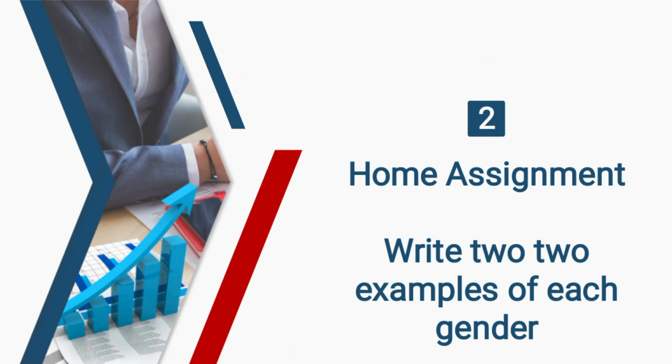Now it's a time for home assignment. In the homework, what you have to do? Just write two examples of each gender. Like 2 examples of masculine, 2 examples of feminine, 2 examples of common and 2 of neuter. So this is your home assignment. This is your homework. Write two examples of each gender.